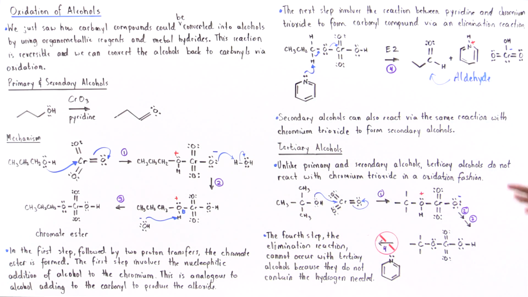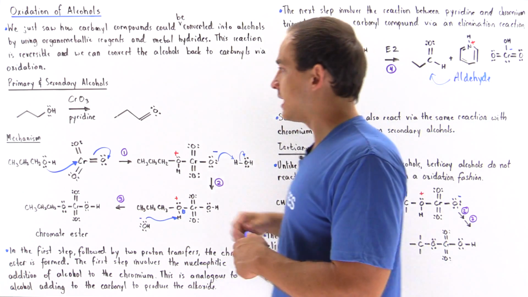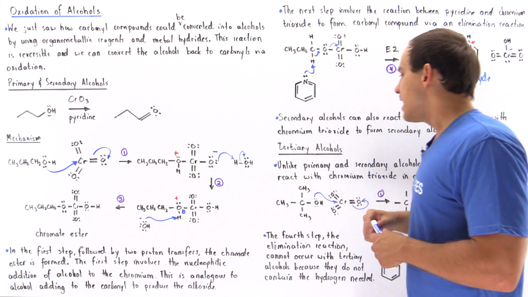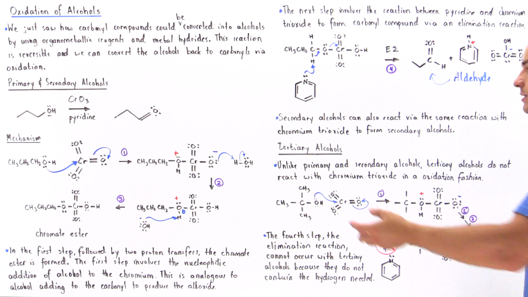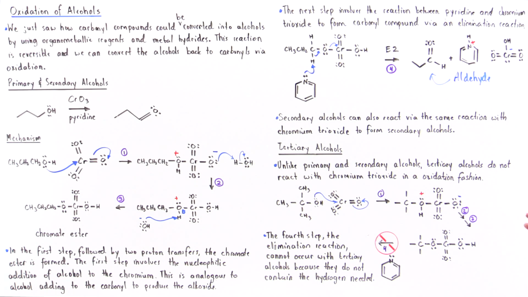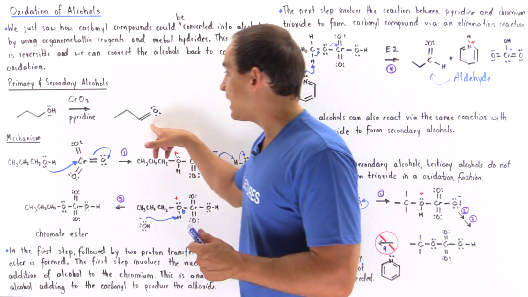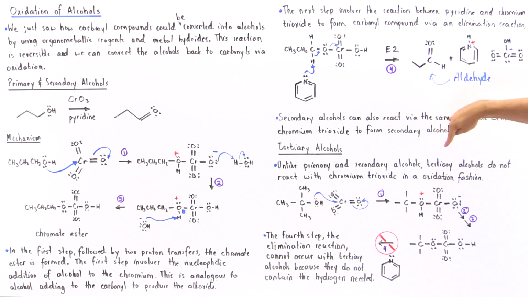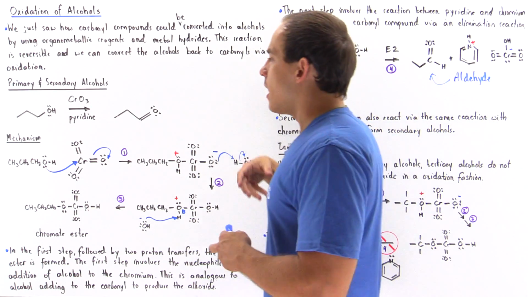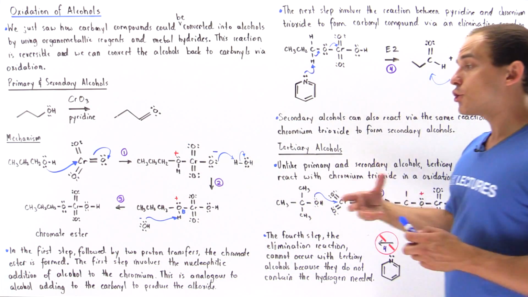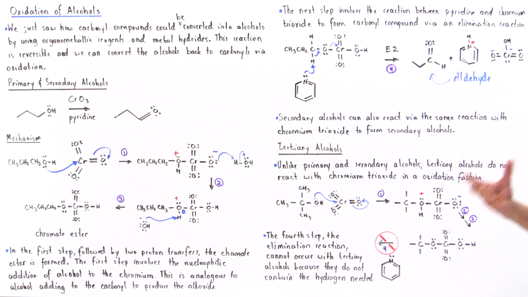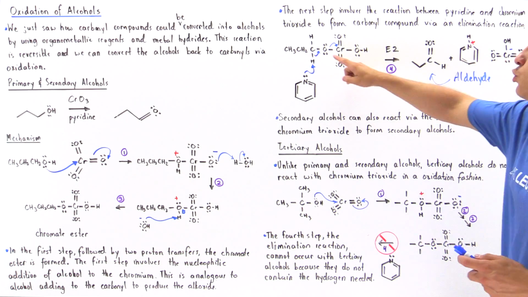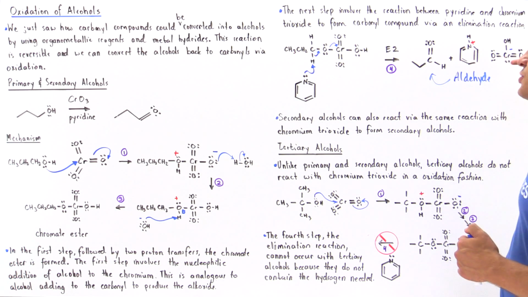But we will discuss what happens if we take a tertiary alcohol and mix it with chromium trioxide in the presence of pyridine. So unlike primary and secondary alcohols, which can be oxidized to produce the aldehyde and ketone, if we use tertiary alcohols, we will not be able to produce any type of carbonyl molecule, because the tertiary alcohol does not have a hydrogen atom attached to this carbon, so this elimination reaction, the E2 reaction, cannot actually take place.